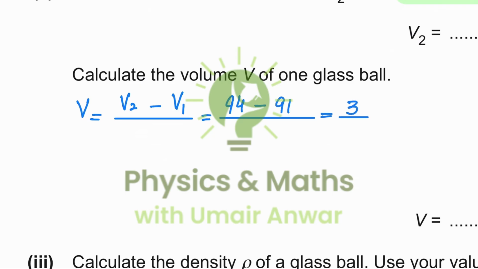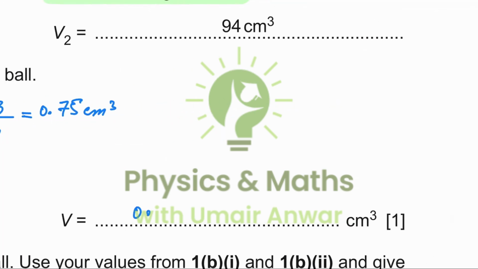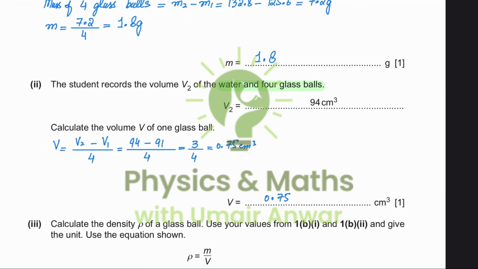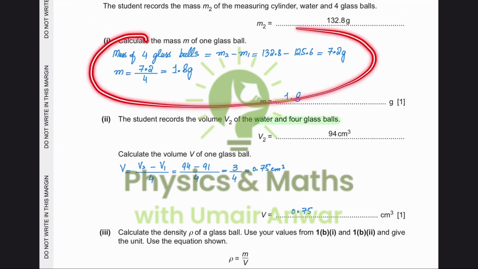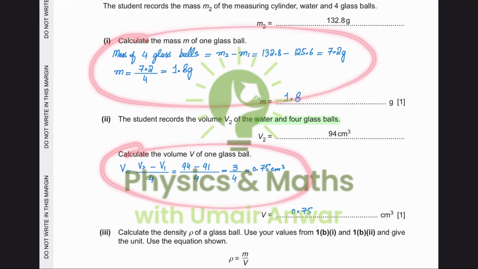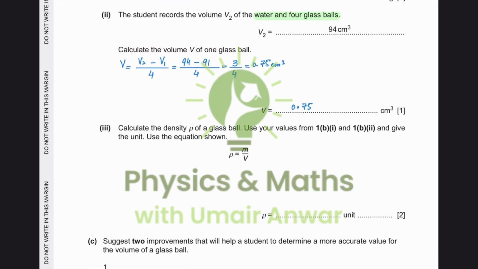Since this is the volume of 4 glass balls, if we divide it by 4, we are going to get the volume for a single glass ball, which is going to be 0.75 centimeters cube. And the answer in the answer space should be 0.75 centimeters cube. So this is how, in both of the calculation questions, we have to show the complete working, and every operation should be shown, whether it is subtraction or division. All those things should be clearly stated here.